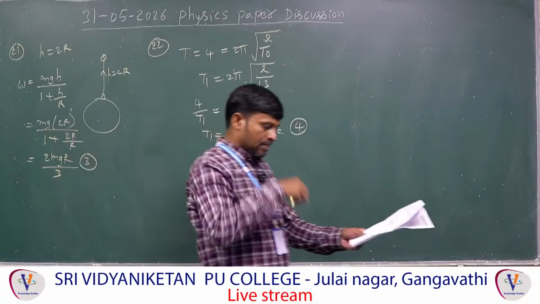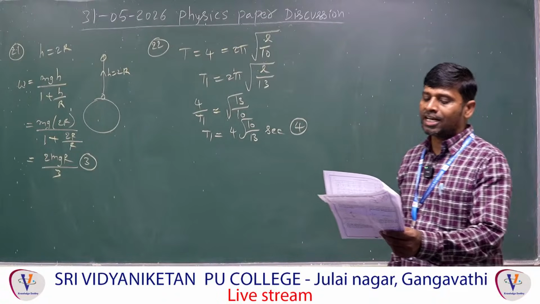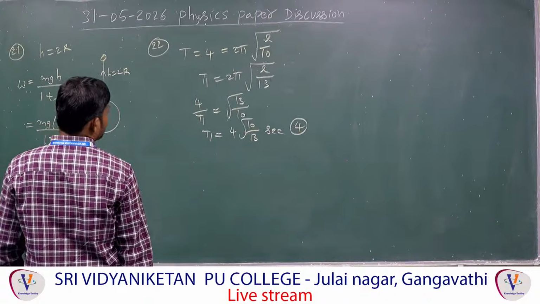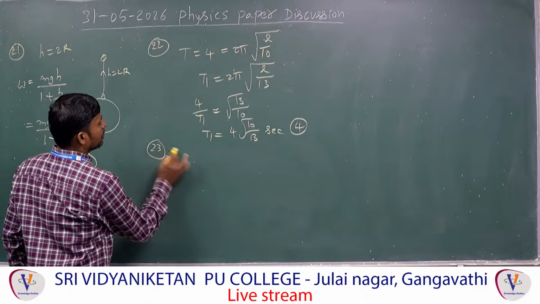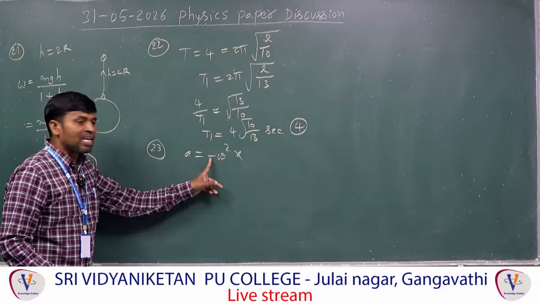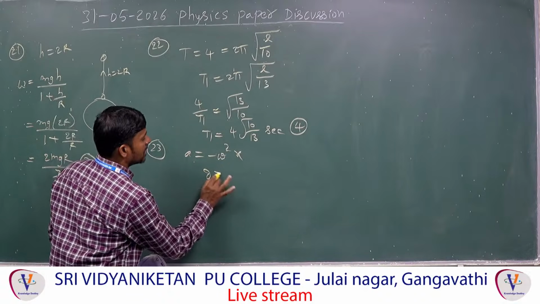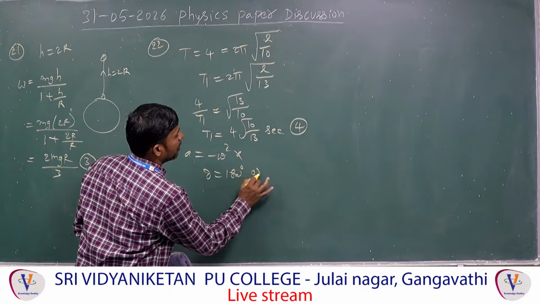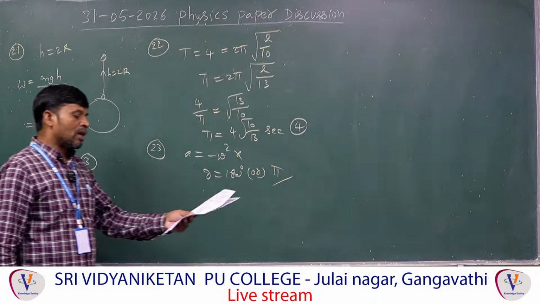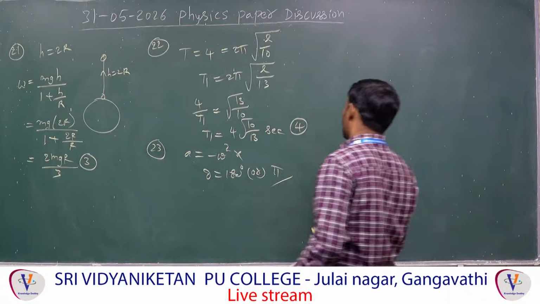23. The phase difference between the displacement and acceleration of a particle executing simple harmonic motion. The phase difference between them, already we know that a is equal to minus omega square x. The negative sign shows that both a and x are in opposite direction. Opposite direction means theta value is 180 degrees or pi radians. The answer is pi, the fourth option.